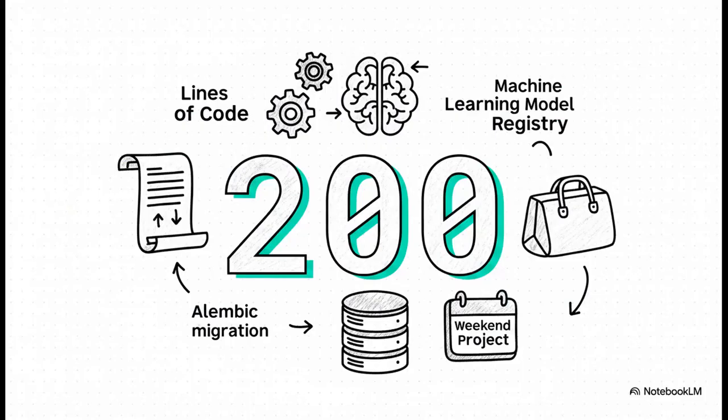200. That is the literal number of lines of FastAPI code required for this entire architecture. Barely 200 lines, plus one single Alembic migration. The whole thing can be code reviewed in one sitting, and it runs right on the exact same Postgres instance your application is already using anyway. It truly, genuinely is just a weekend project.